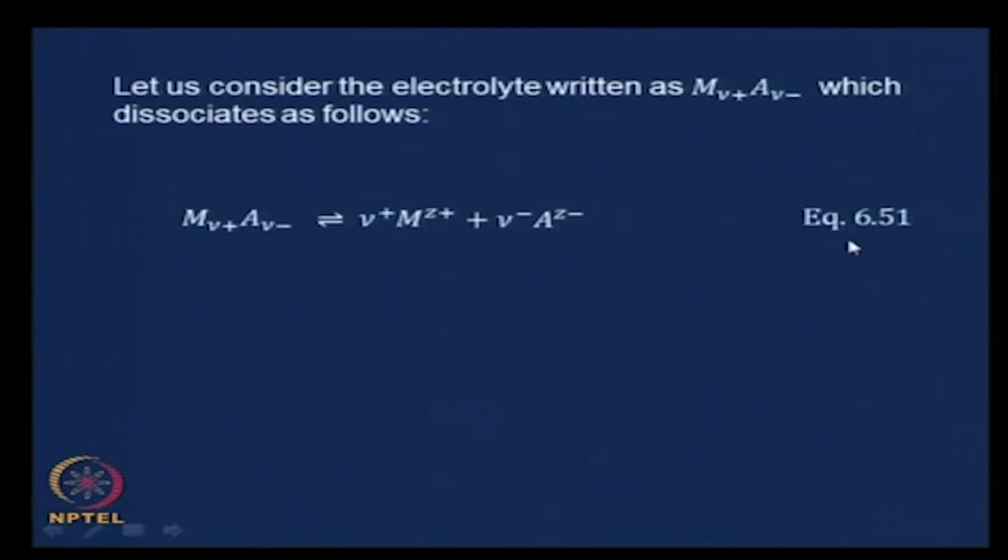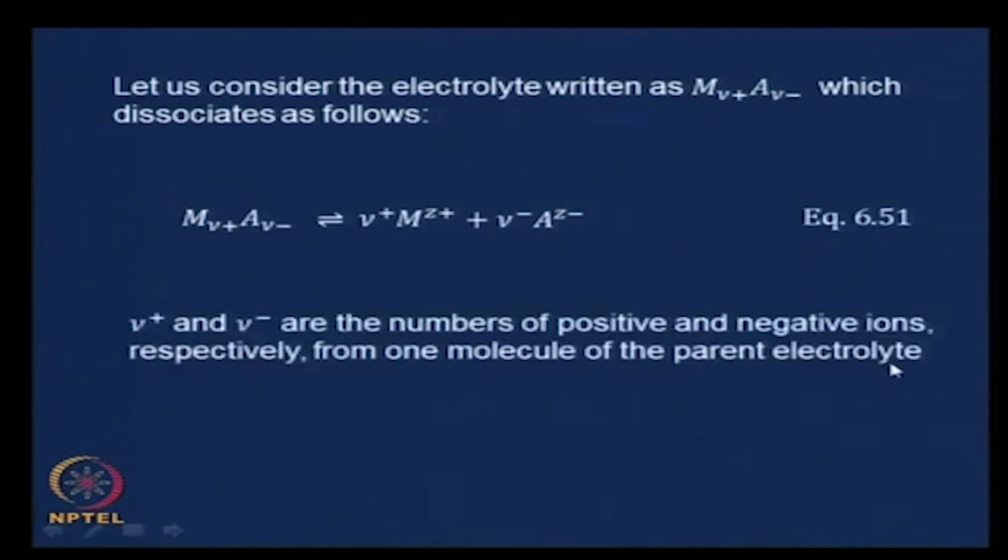Let us call this equation 651, and as for completeness, nu plus and nu minus are the numbers of positive and negative ions respectively from one molecule of the parent electrolyte. Z plus and Z minus are the number of ionic charges, and of course as you will see soon, this nu plus and Z plus need not always be equal. Similarly, nu minus and Z minus need not always be equal. Nu is the stoichiometric part, and Z is the number of charges associated with each molecule.